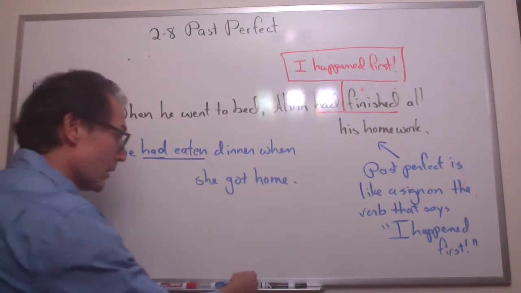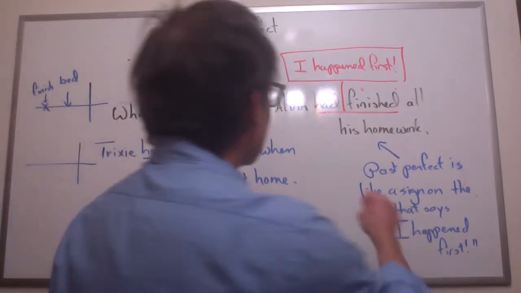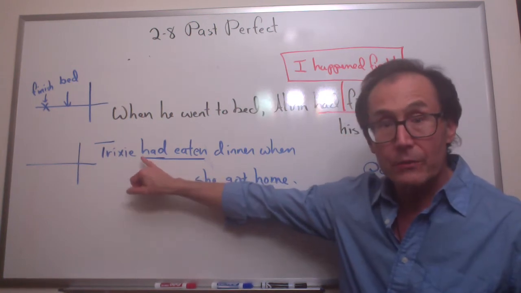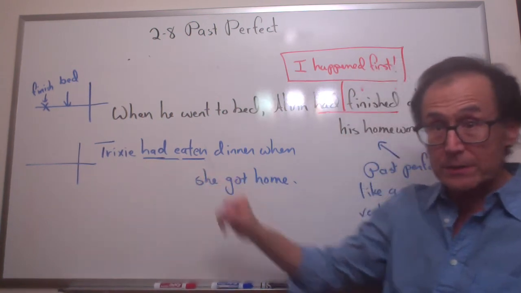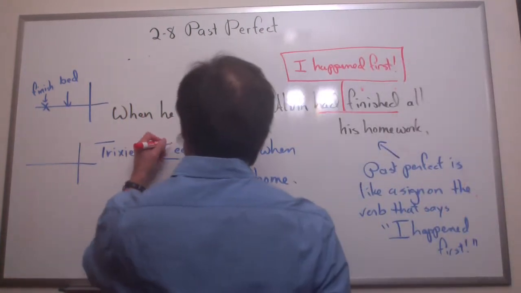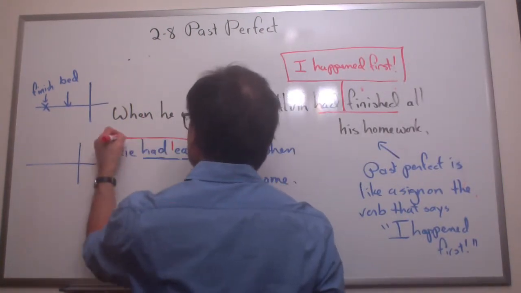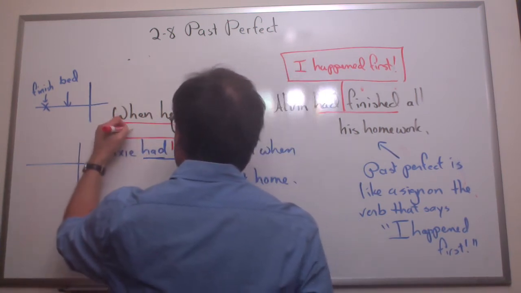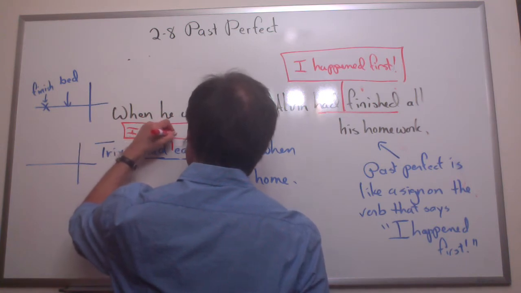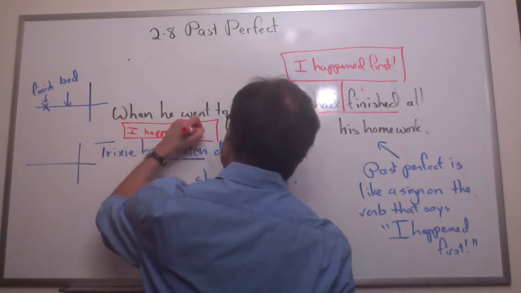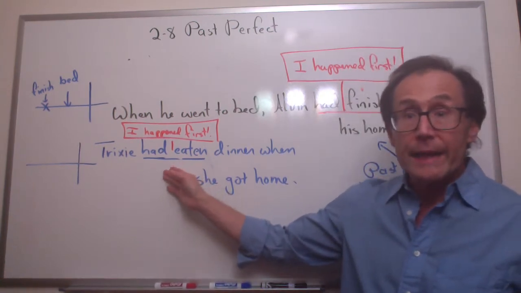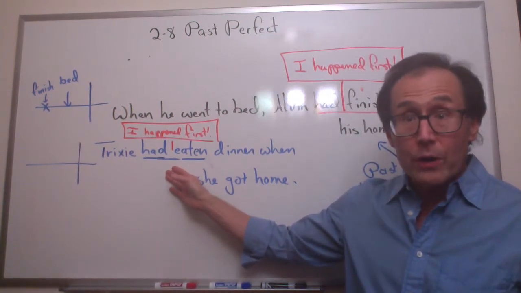Okay, let's talk about that. I remember, past perfect means, when I see past perfect, had and past participle, it means I happened first. So again, I'm going to make the little sign on this just to make this even more clear. Whenever I see had and past participle, whenever I see past perfect, it's like a sign on the verb that says I happened first. So here I know Trixie ate dinner before she got home.